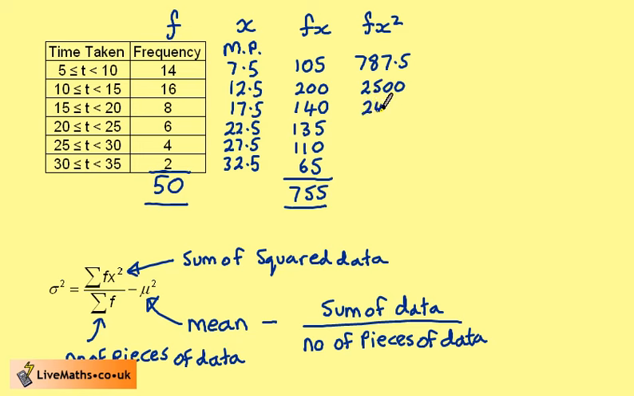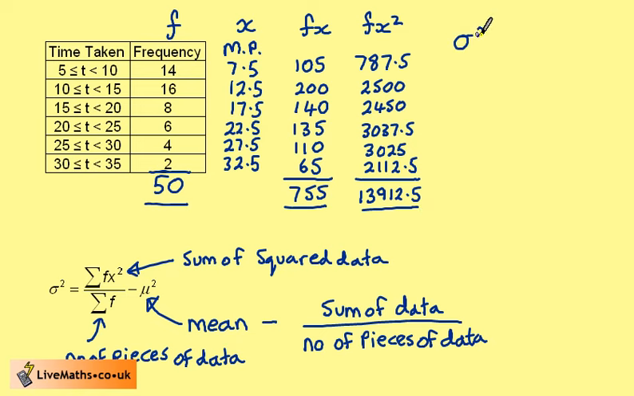17.5 times 140, 22.5 times 135, 27.5 times 110, and 32.5 times 65. We need to total this column to give us the sum of the fx squareds, and we get 13912.5.